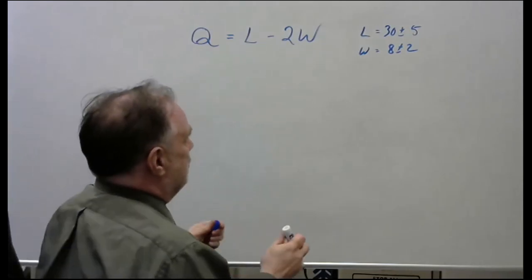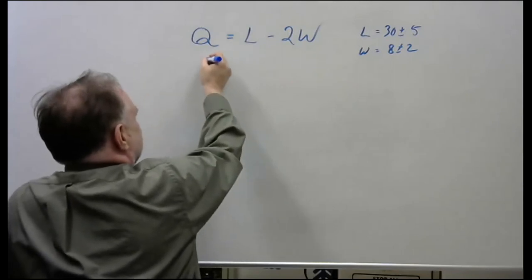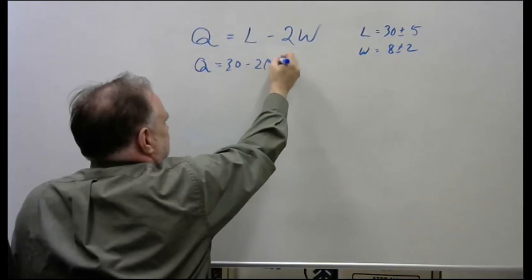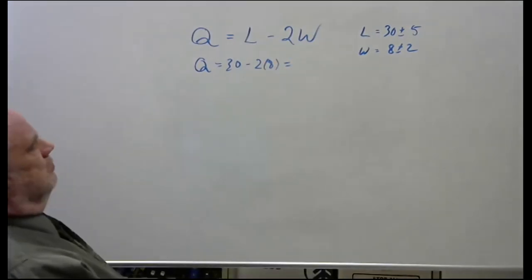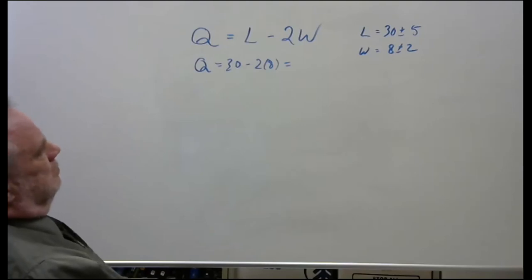So let's calculate what Q is first. Q would be 30 minus what, 16? Sorry, just plug in the numbers: 30 minus 2 times 8. What do we get? 14. Yeah, okay, 14.